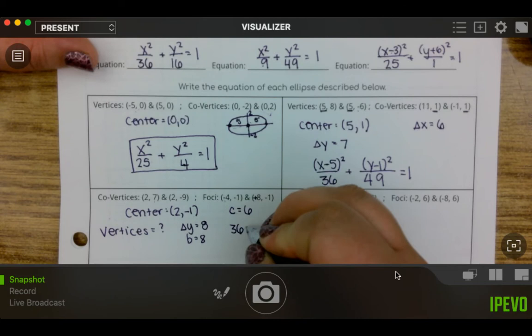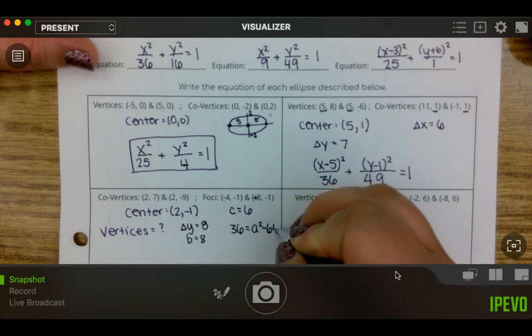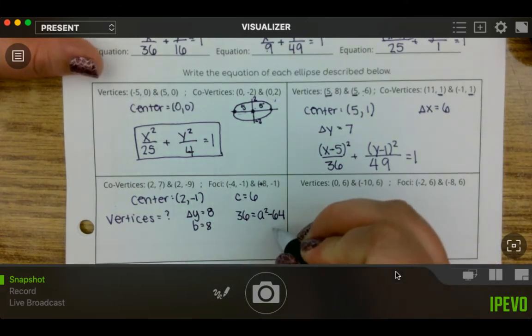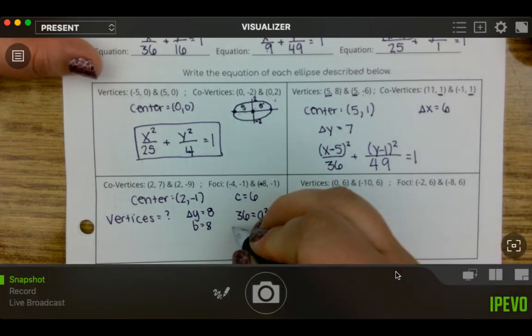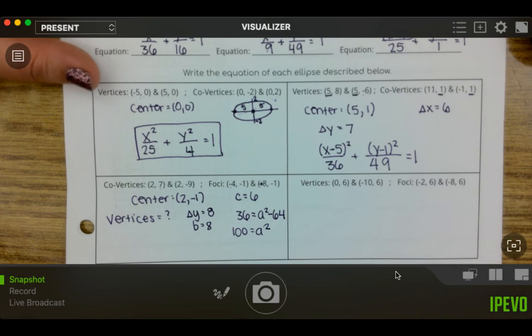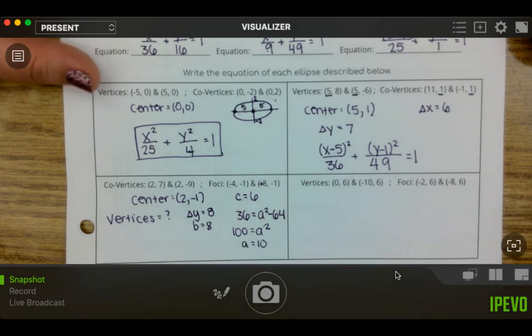So 36 equals a squared minus b squared, which is 64. C squared equals a squared minus b squared. And then I would add this 64 to the other side. It turns out that 36 plus 64 is 100. And then I square root both sides. So a equals 10. And that's all I needed.